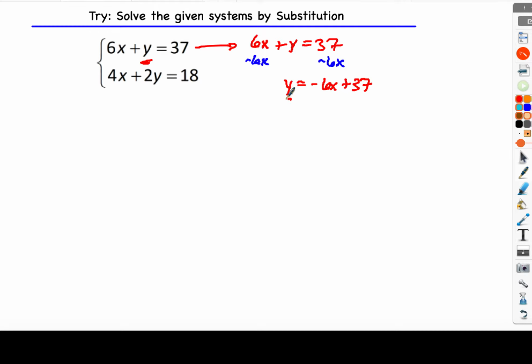Let's take that y value then, and insert it for y in the second equation. Make sure you insert it into the other equation. You don't want to put the equation back into itself. We'll talk about that later in the chapter.